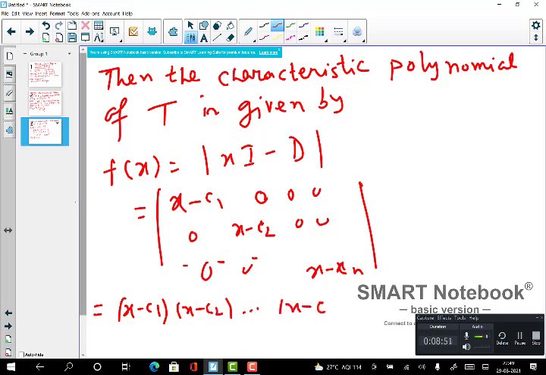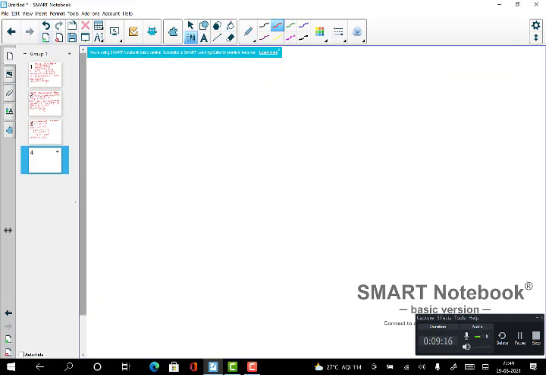So that means this characteristic polynomial actually splits, since it is a product of linear factors. So this is the proof. It tells you that whenever you have a diagonalizable operator, the characteristic polynomial must be a splitting polynomial. But what of the converse? The converse is not true. You can find a counterexample. Okay.